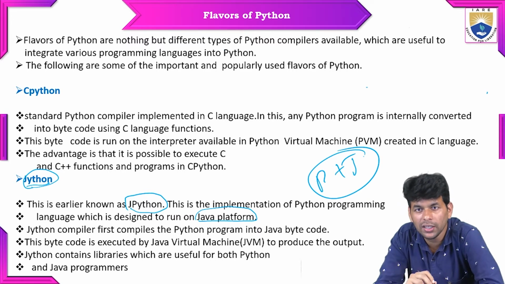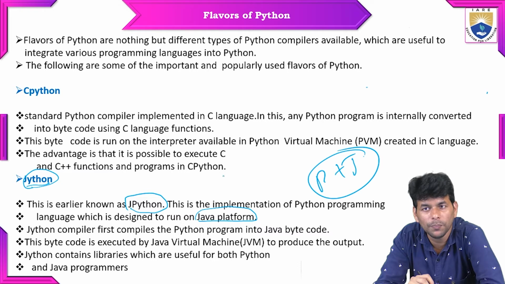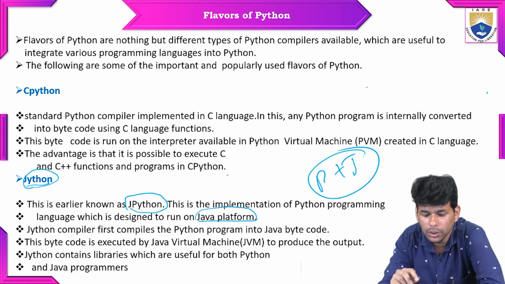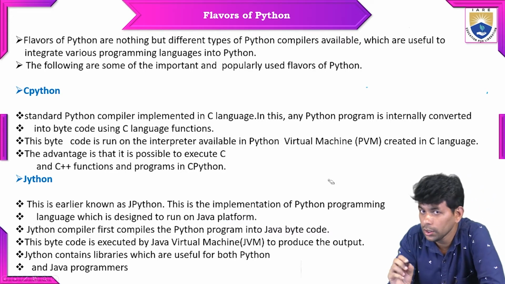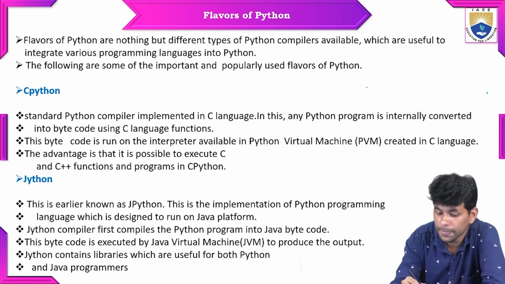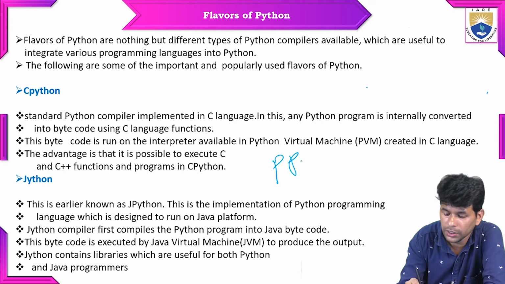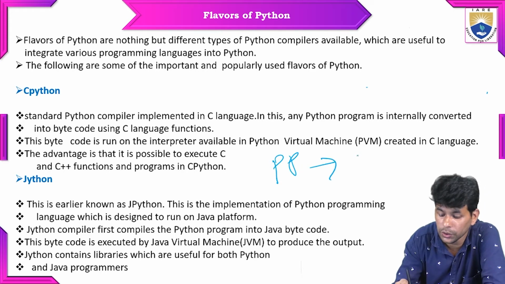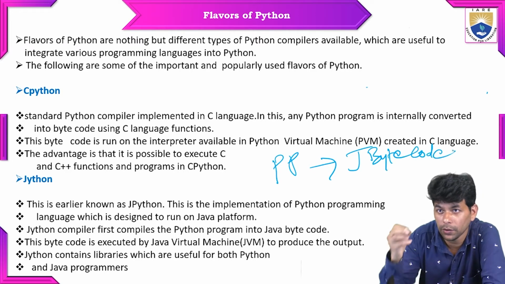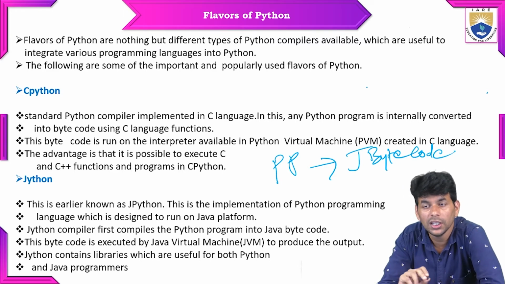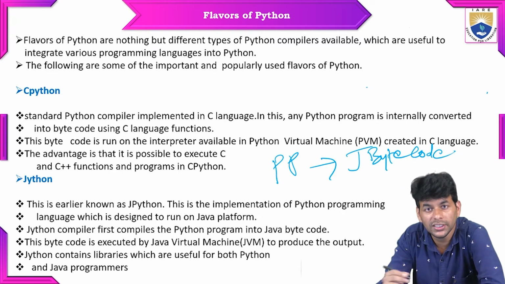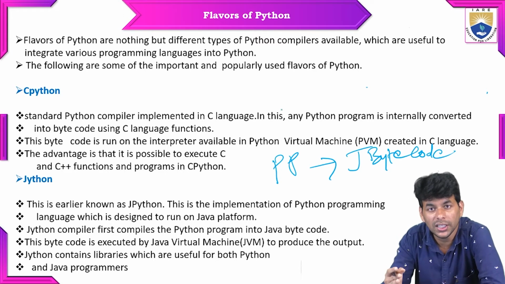Here, the Jython compiler first compiles the Python program into Java bytecode. All of you note the main point here: the Python program is converted into Java bytecode. Until now you know that a C program is converted into C bytecode, and a Java program is converted into Java bytecode only.